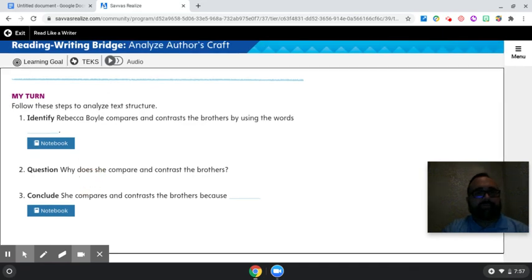What do you think? Do you know? I don't know. That's something for you to question. That's why it's called the question. And then conclude. She compares and contrasts the brothers because, you're answering that. Because. This is your answer. See, this is the question. This is the answer. You have to make it. Put it in your notebook.